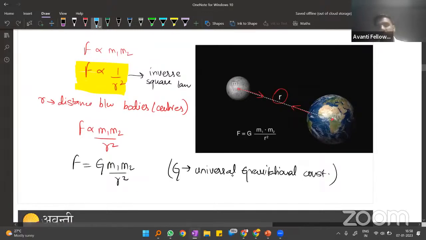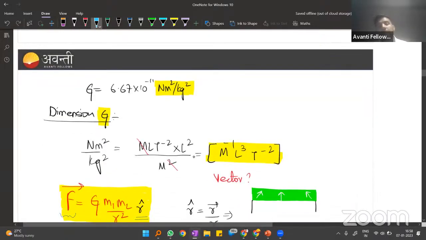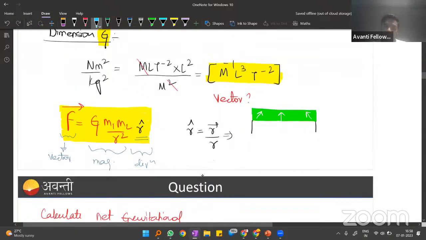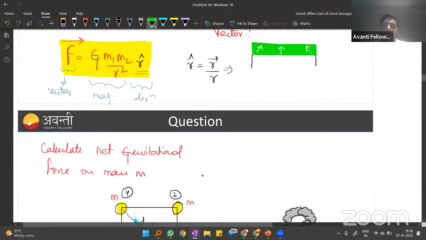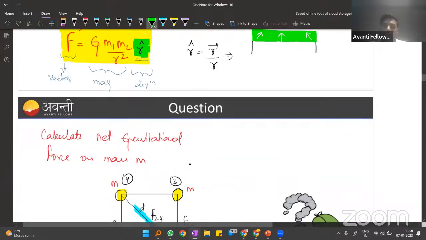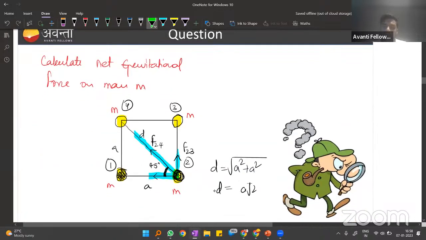Then we saw Newton's law of gravitation, F is equal to G m1 m2 by r square. G is the universal gravitational constant. The value of G is 6.67 into 10 to the power minus 11. The unit is very important: Newton meter square per kg square. Using its unit, we calculated the dimension of G. Hopefully this is clear. Then we saw the vector form. For the vector form, we just multiplied it with a direction, that is the unit vector. We solved this question, right?